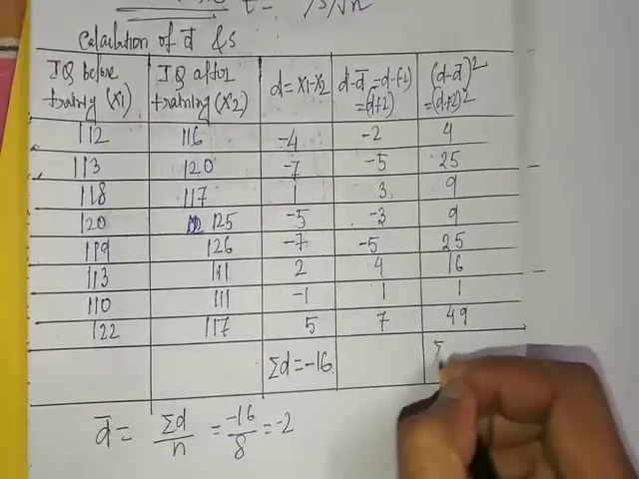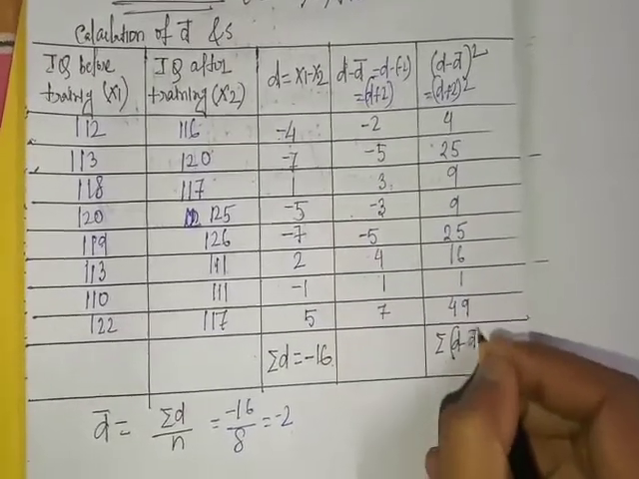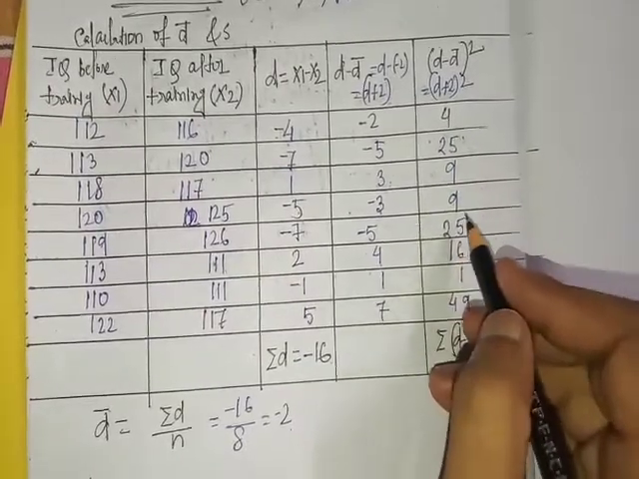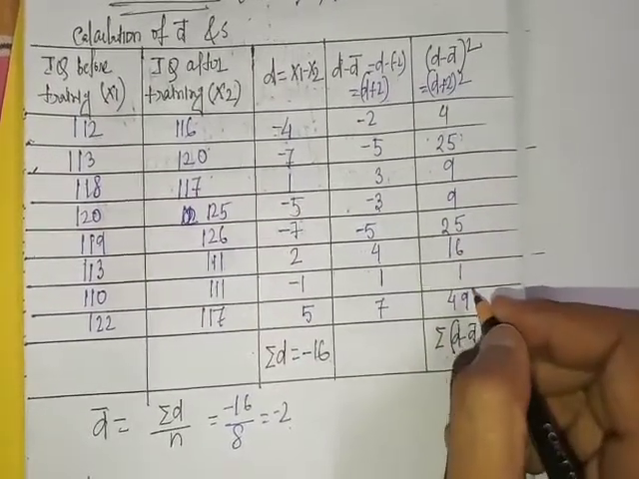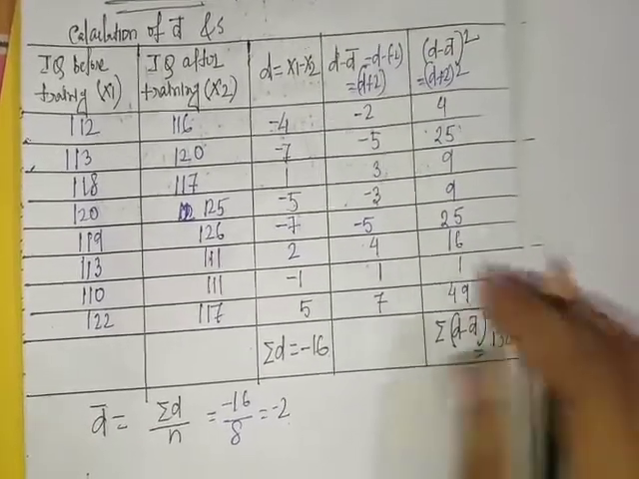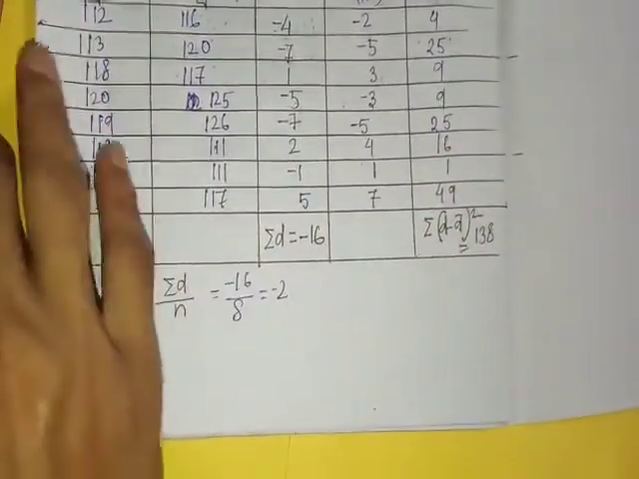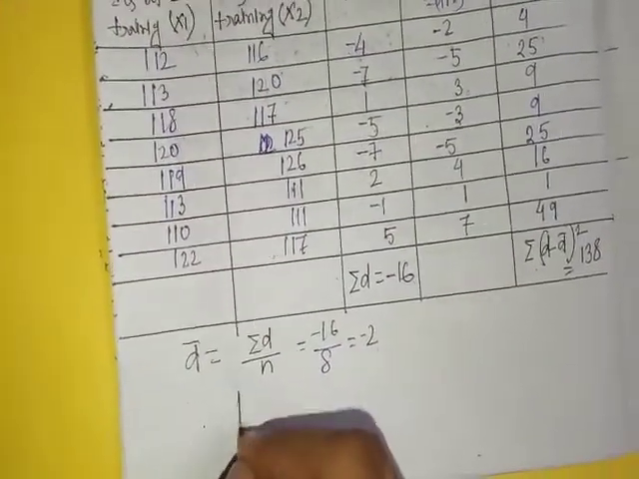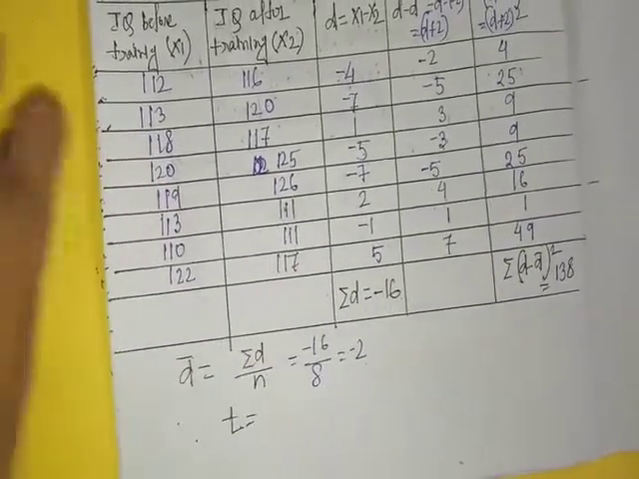Next, summation d minus d bar whole square, that is 4 plus 25 plus 9 plus 9 plus 25 plus 16 plus 1 plus 49, that is 138. So next, t. Now we calculate the value of t.